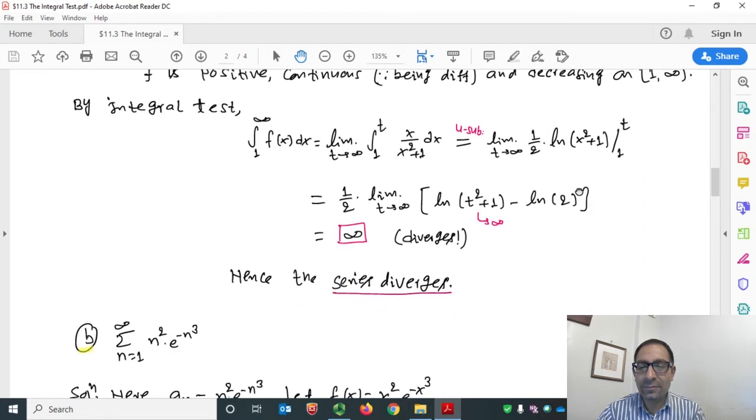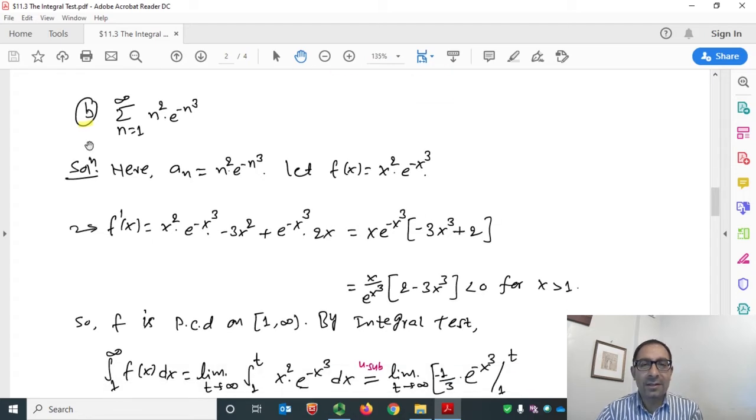Let me scroll down. And in the next step, pull 1/2 outside the limit, since it is a constant here. Then the limit as t tends to infinity: put x equals t, so ln of t squared plus 1, minus, for the lower limit, put x equals 1, so ln 2. And now take the limit as t tends to infinity. The first term goes to infinity, so this whole expression goes to infinity. That means our improper integral diverges. That means by the integral test the corresponding series diverges. Great. Now let's move on.